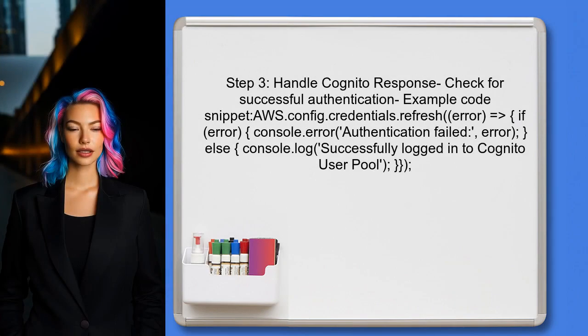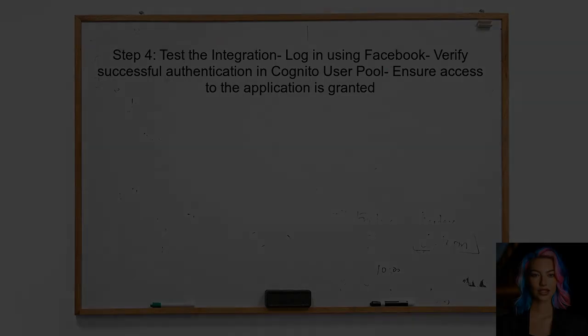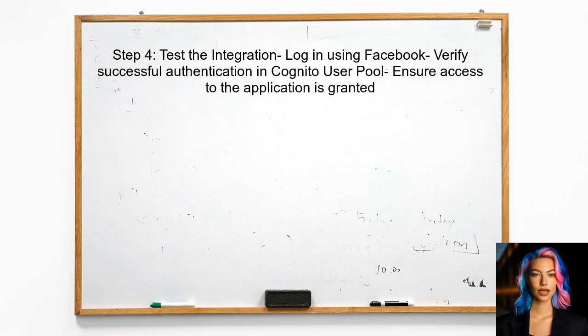After that, the user should handle the response from the Cognito user pool. If the authentication is successful, the user can proceed to access the application. If there are any errors, they should be logged for troubleshooting. Finally, the user should test the integration thoroughly. This includes logging in with Facebook and ensuring that the user is correctly authenticated in the Cognito user pool and that they can access the application as expected.